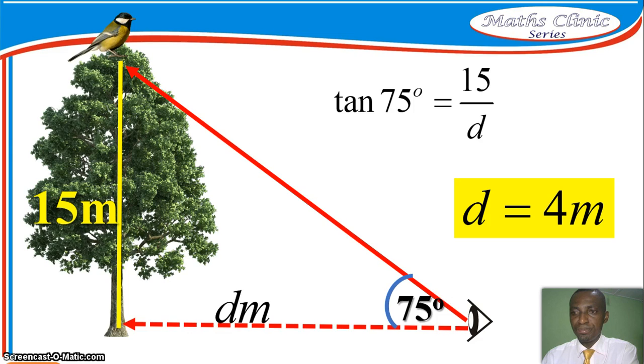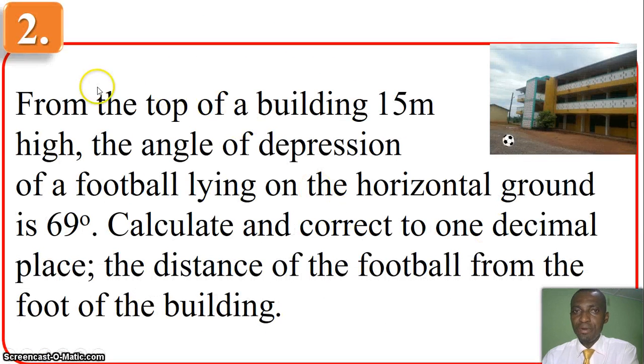Another example will help. This time around, from the top of a building 15 meters high, the angle of depression of a football on the horizontal ground is 69. Calculate, correct to 1 decimal place, the distance of the football from the foot of the building. So this is more or less the first question that we did, but the first question was elevation and this one is depression. So let's see the solution.